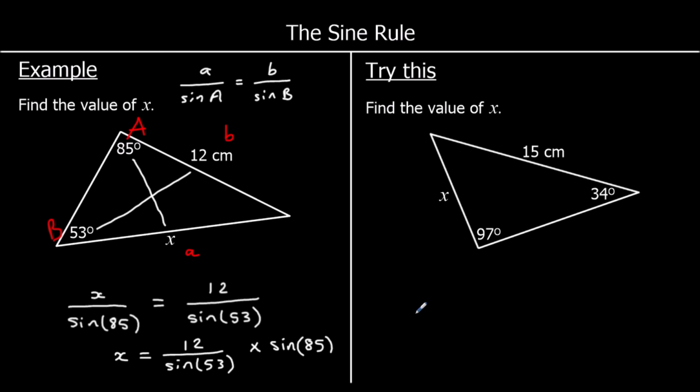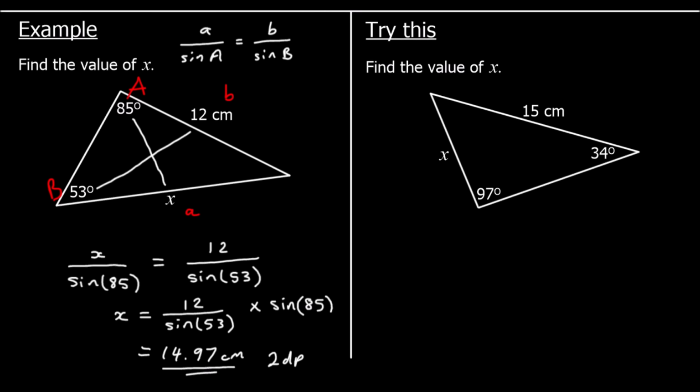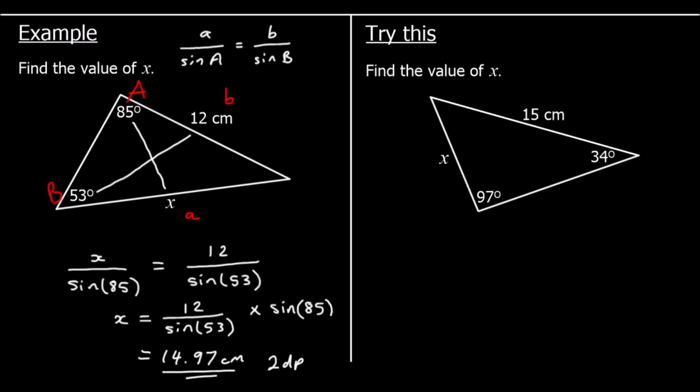Okay, a question for you to try. So pause the video and give it a go. Okay, so firstly, do we have opposites? So x is opposite 34 degrees. 15 is opposite 97 degrees. So we can use the sine rule. We're working out lengths again.